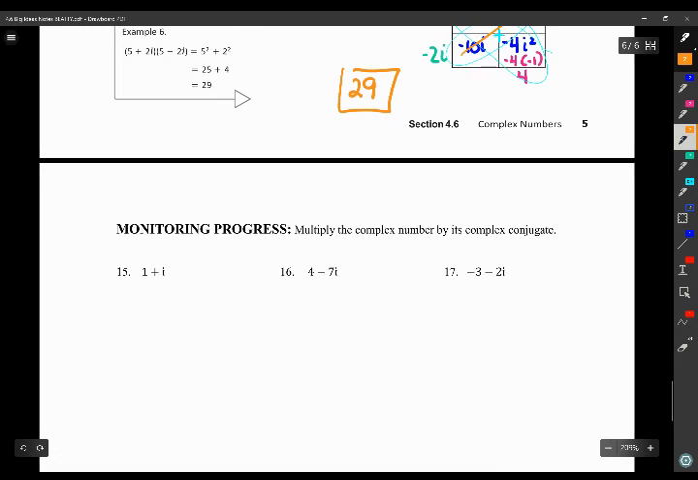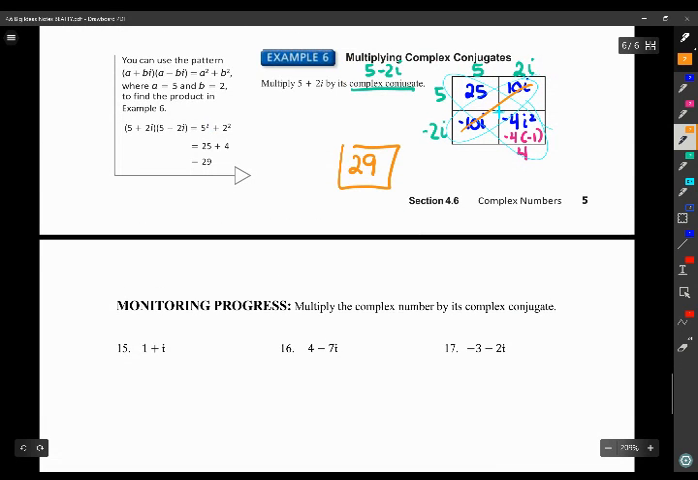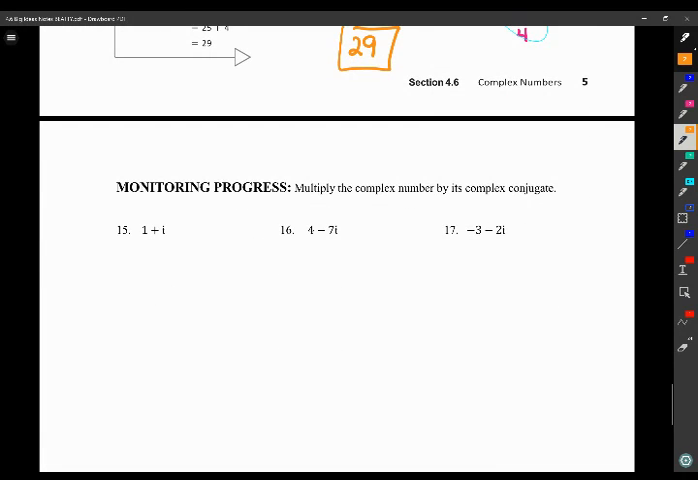So as we look at the monitoring progress, same idea. Pause your video and then check these ones out. And if you need help, make sure you ask.